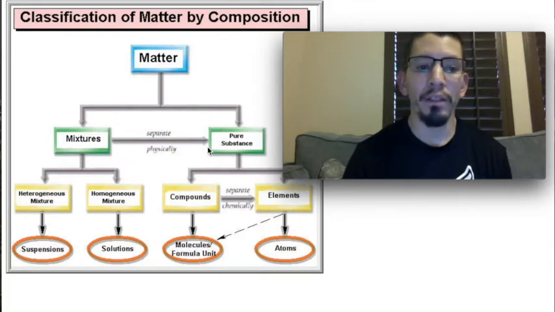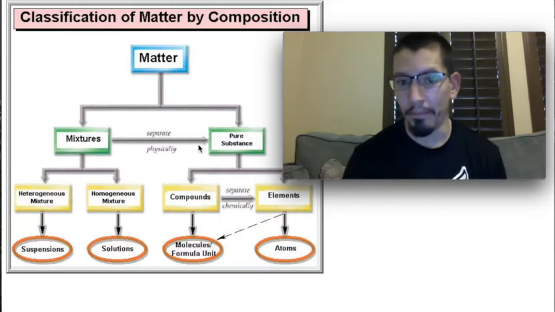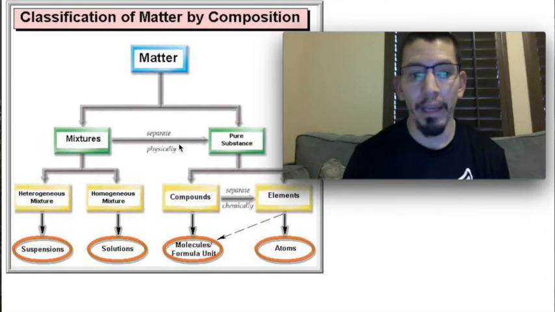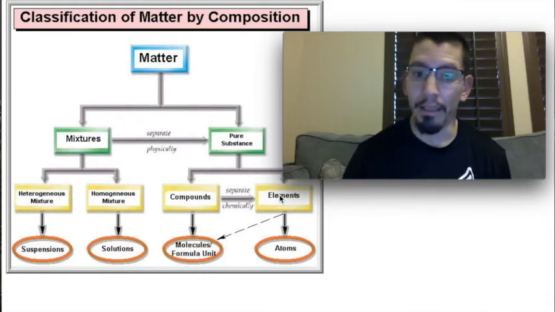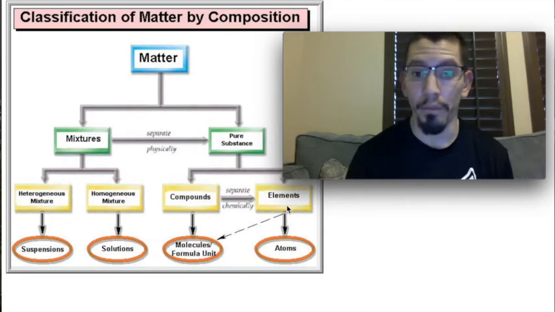So if we want to remove iron, for example, like the mud that I had outside, I told you I put iron filings in there. I can use a magnet. I separated it physically. One of the characteristics that iron has is it's magnetic, and I separate it and it's an element, meaning it's in its purest form.